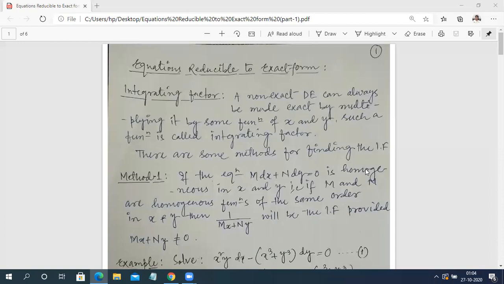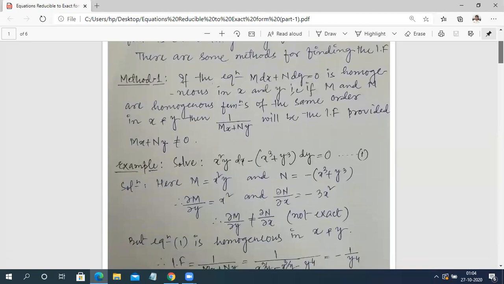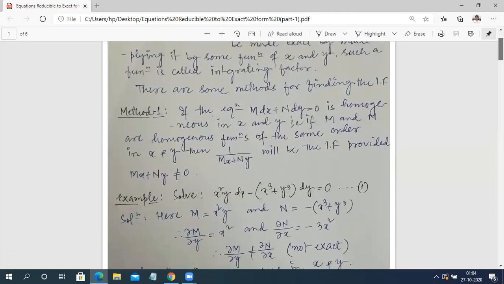So in today's lecture, we are just going to discuss the method by which we can find the integrating factor from the given equation. There are basically four methods or four rules, you can say, by which we can find the integrating factor of different non-exact differential equations. But today we are going to discuss only the first two rules, and in my next lecture I will discuss the other two rules to find the integrating factor.